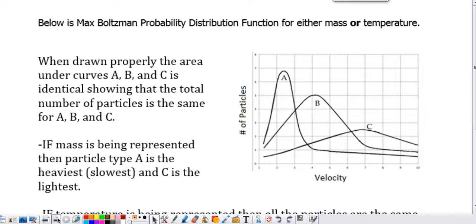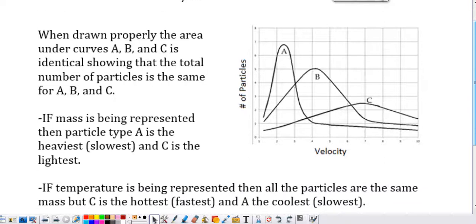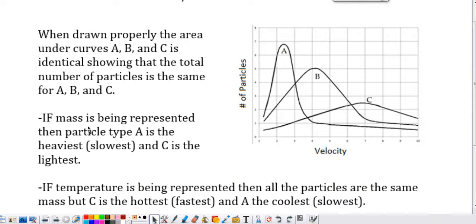Well, the way this is drawn, let me just read this. If mass is being represented, then the heavier the mass, the slower the velocity of the particles. The lighter the mass, the higher the average velocity. And this is a distribution curve. We're not saying that every C particle is the same. You're going to have some that are moving drastically faster than others, but the average of C is going to be a lot higher.